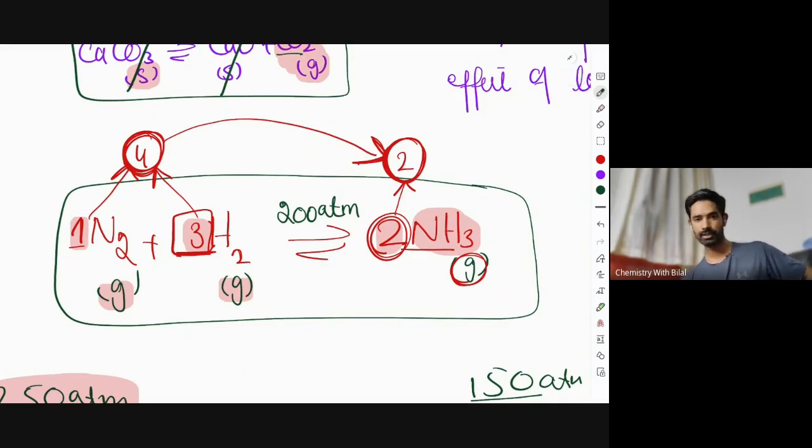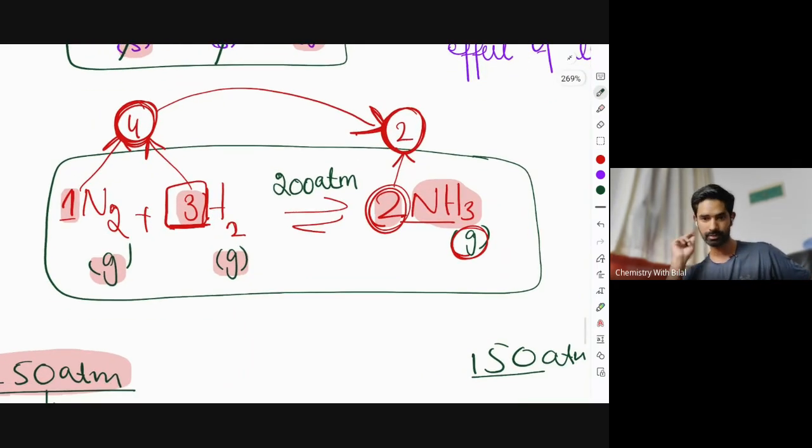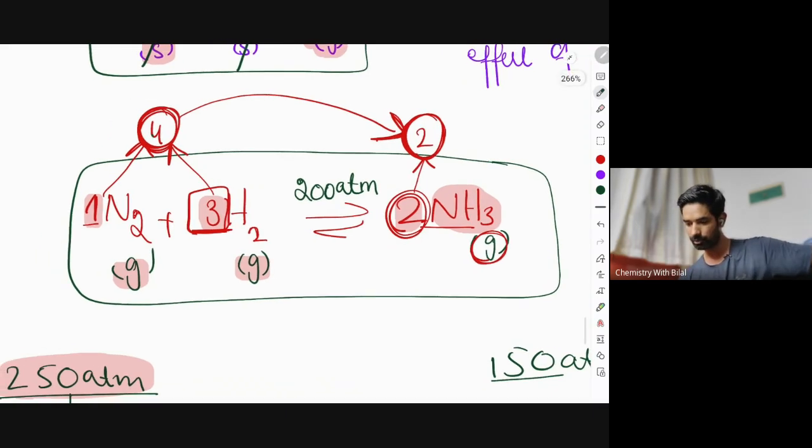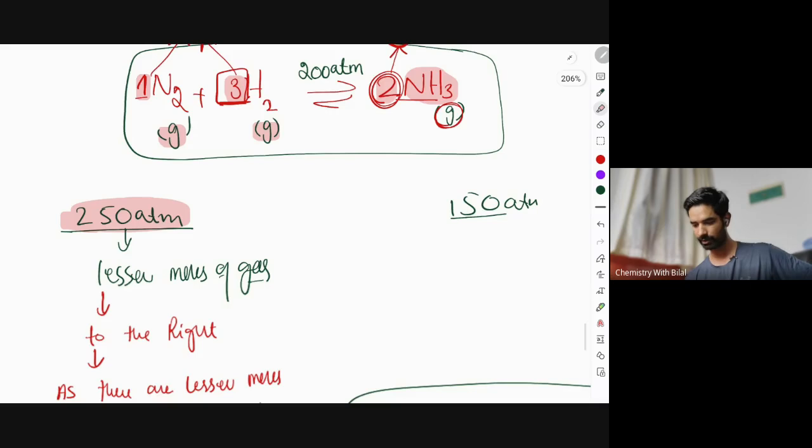So we have nitrogen and hydrogen. Together they react to form ammonia. In this very example, we have 4 moles of gases on the reactant side. We have 2 moles on the product side. As you increase the pressure, it goes to the right. You decrease the pressure, it goes to the left, right?